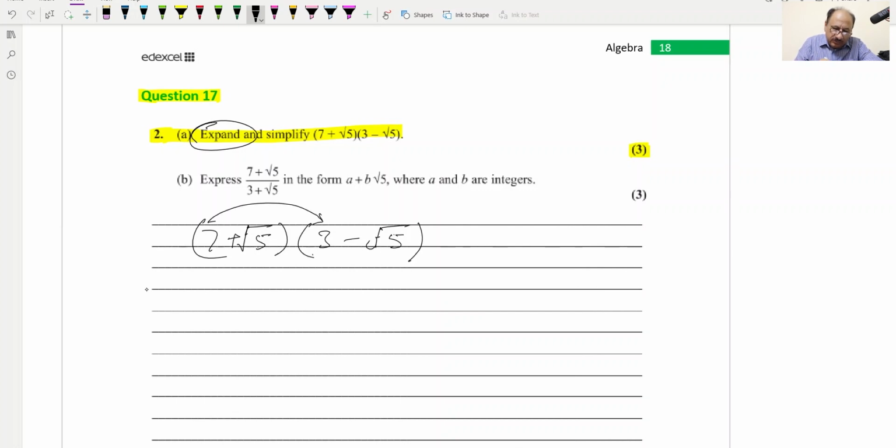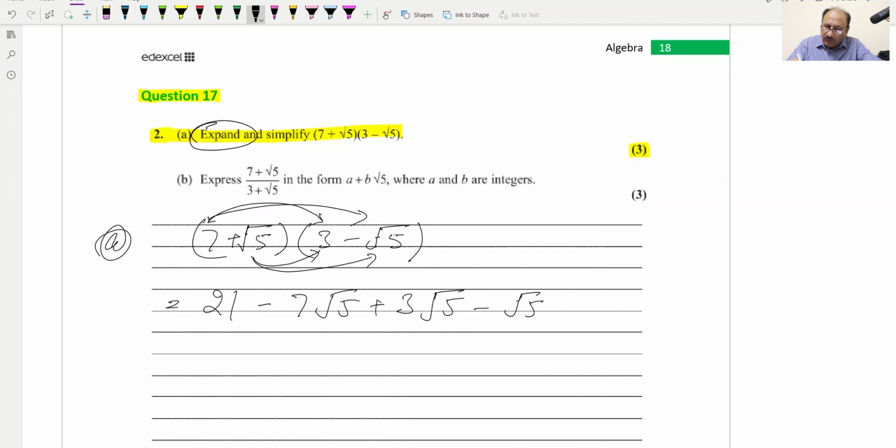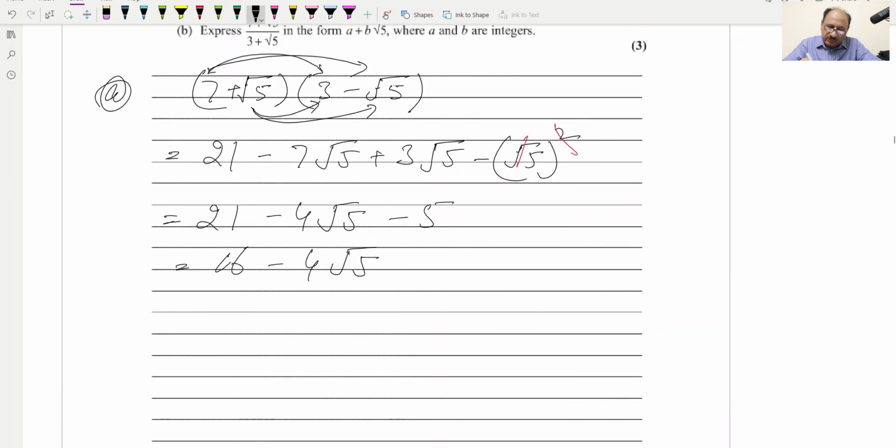So 7 multiplied by 3 will be equal to 21, and 7 multiplied by minus under root 5 will be minus 7 under root 5. Now under root 5 will be multiplied by 3, so we'll get 3 under root 5, and this one with this one will be minus under root 5 squared. This will be 21, and minus 7 under root 5 plus 3 under root 5 will be minus 4 under root 5, and the square and root will be cancelled, so it will be 5 over here. Now 21 minus 5 will be 16, so 16 minus 4 under root 5. This will be our final answer for A part.